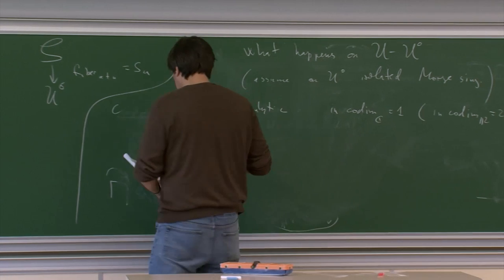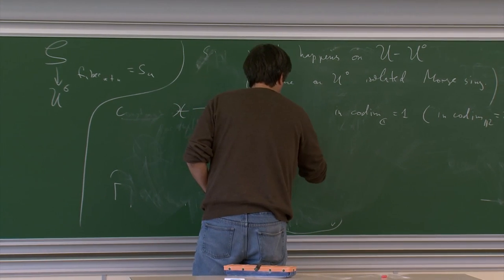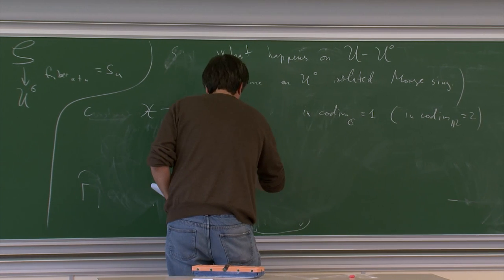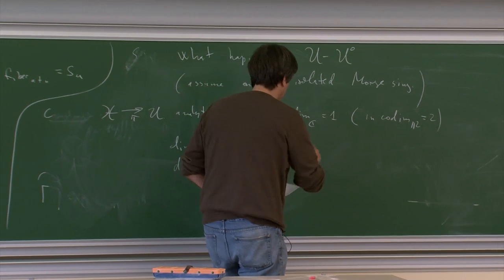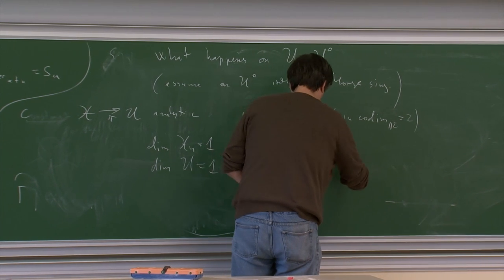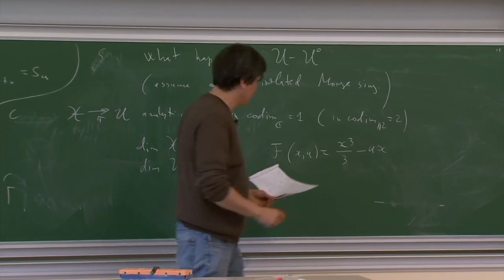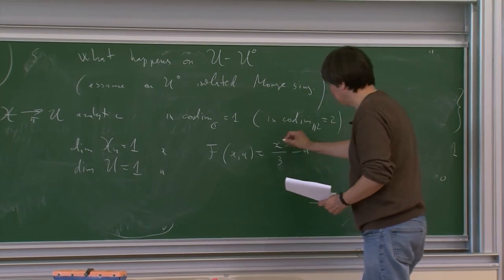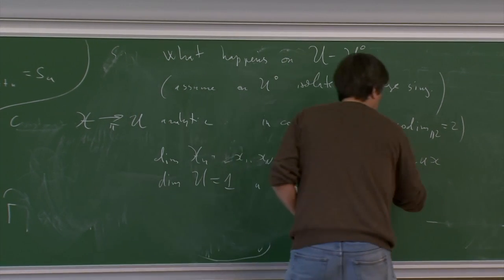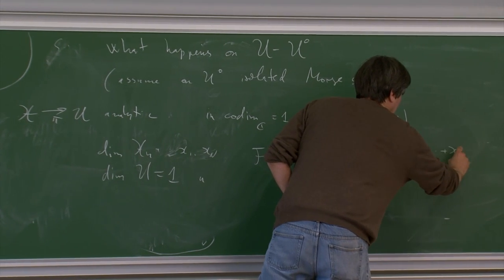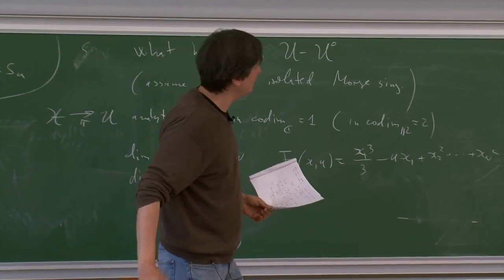So what is a typical example? Consider the dimension of my fiber to be 1, and the dimension of the base also 1. Let's call the coordinates u and x here. And the function f will be something like x cubed over 3 minus ux. You can imagine some other variables, maybe it's not necessarily 1 here, so we have coordinates x1, ..., xn. And I write only formal near singular points. You should imagine that it's compactified in some way.